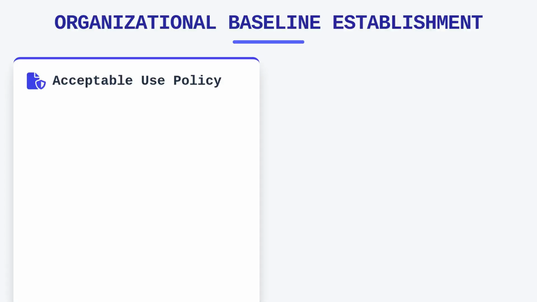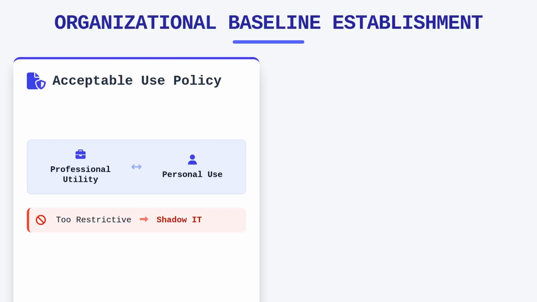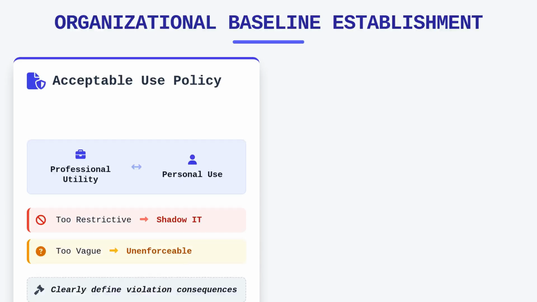Developing a robust acceptable use policy is perhaps the most significant task in establishing an organizational baseline. This document must clearly articulate the boundaries between professional utility and personal use, and it must clearly define the consequences of policy violation. If a policy is too restrictive, employees will bypass it, creating shadow IT. If it is too vague, it becomes legally unenforceable during disciplinary actions.